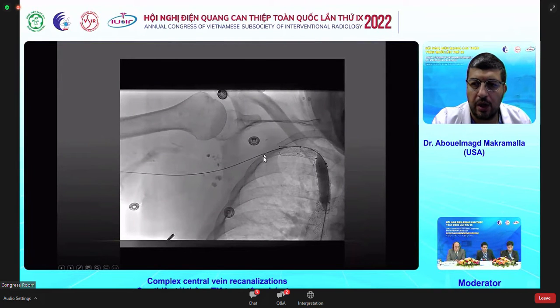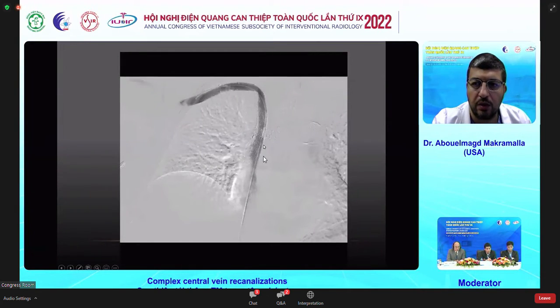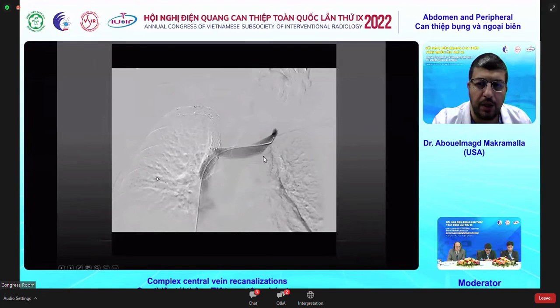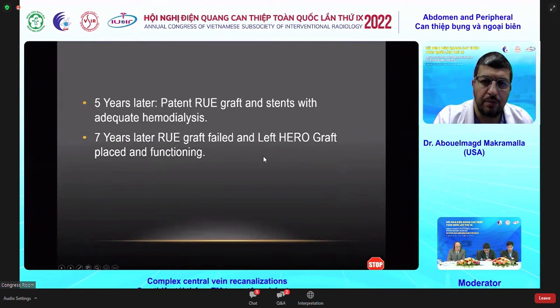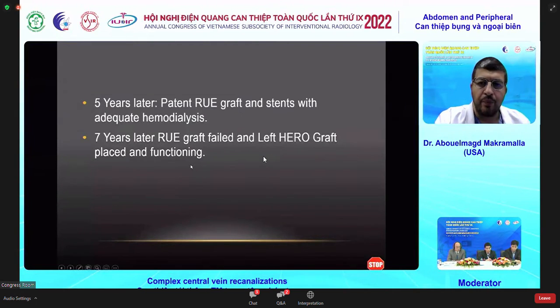So we were able to angioplasty and do mechanical thrombectomy of the stents using balloon maceration and the percutaneous thrombectomy device. And we got excellent flow with the patency of the stents and excellent flow through the graft itself. And the left stents remain patent. We checked that. Actually, these stents remained patent for 5 years, and then we kept following the patient for 7 years after that, remaining patent until the right upper extremity graft failed, and they decided to place a graft on the left side.